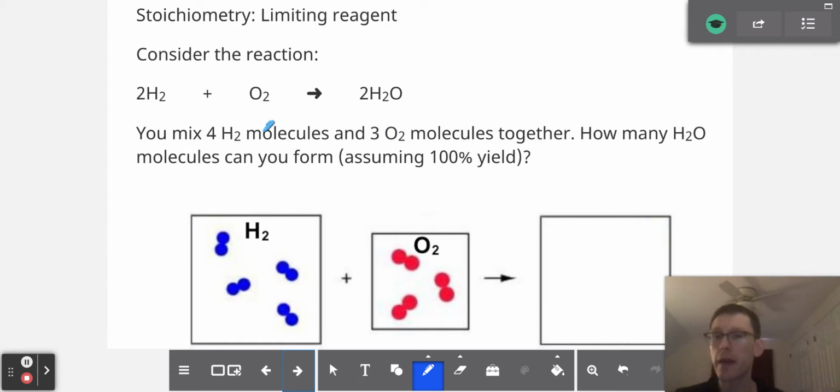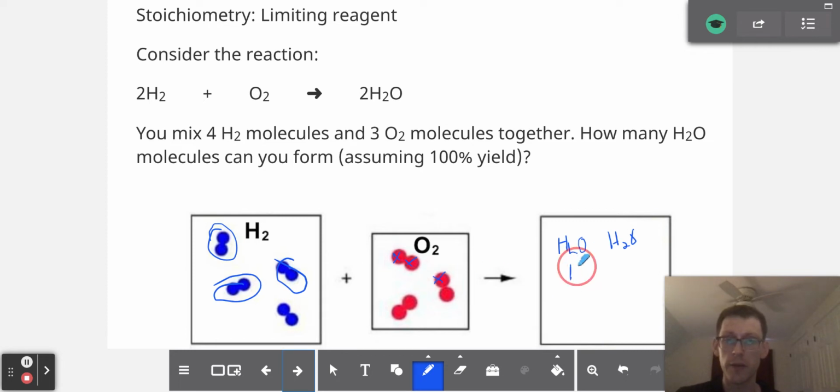Let's just say that we have 4 hydrogen molecules and 3 oxygen molecules, and we mix them together and form water. So if I take this H2 molecule, it'll react with one of the oxygens in O2, and I'll get H2O. Let's say that I take this hydrogen molecule and react it with this oxygen, I'll get another H2O. Let's say that I take this hydrogen molecule and react it with this oxygen, we get a third H2O. And let's say I take this hydrogen molecule and react it with this oxygen atom, and I get a fourth H2O.